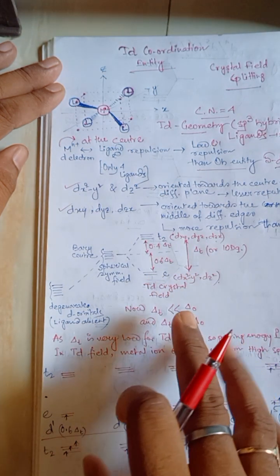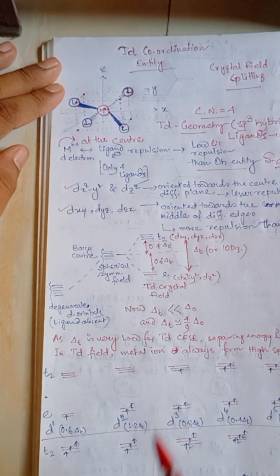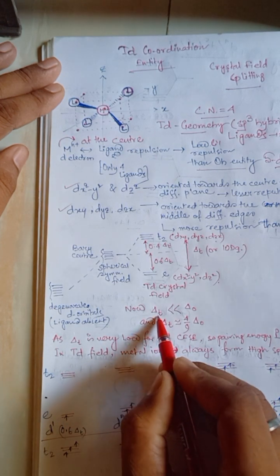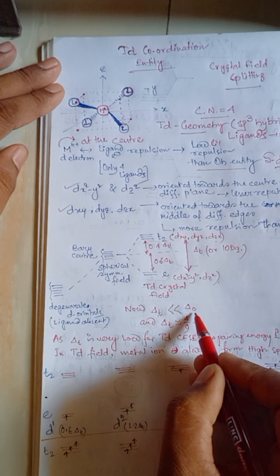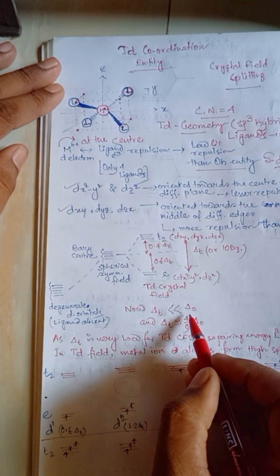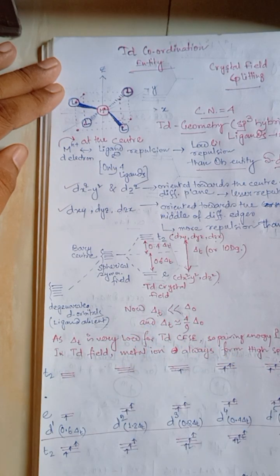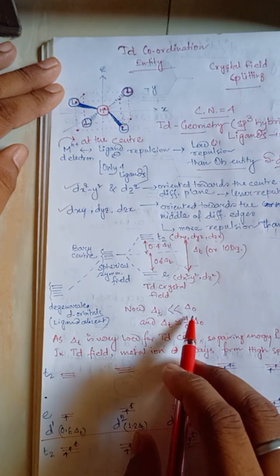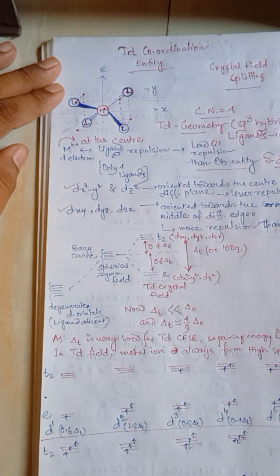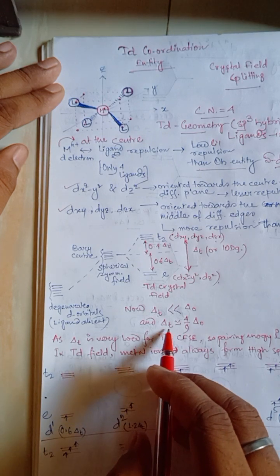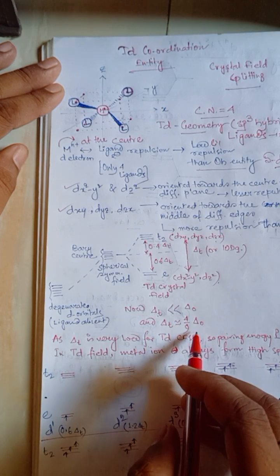Okay, so in this case the del t value is much lesser than the del O value. That means the crystal field splitting energy in a tetrahedral entity is much lesser than the value for an octahedral entity, which is about del t equal to 4/9 del O.